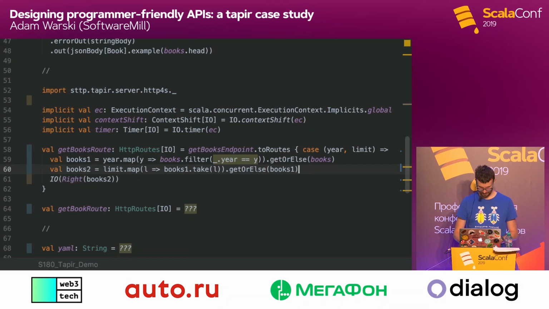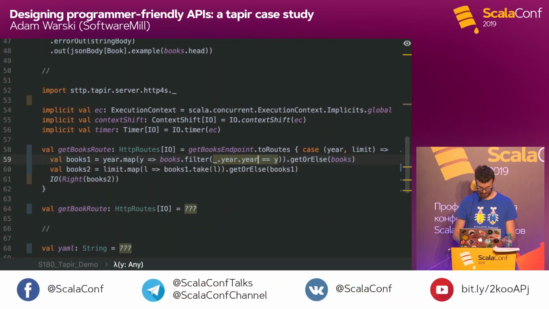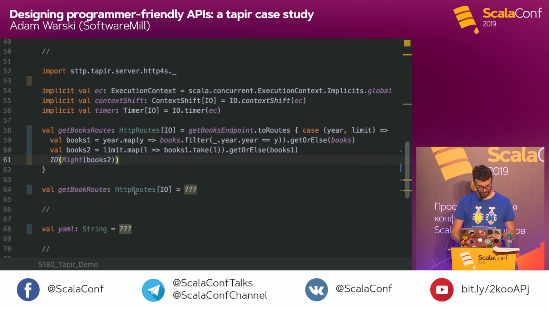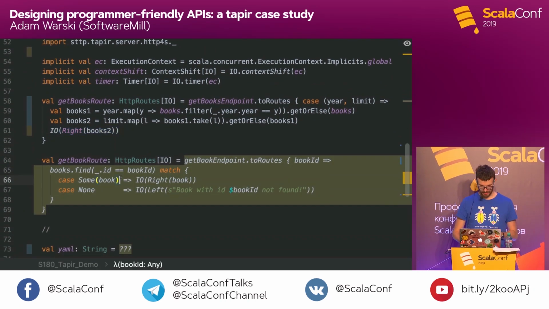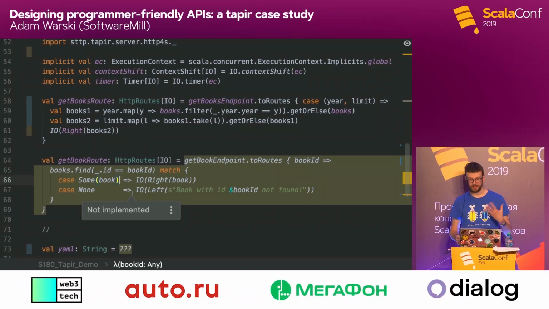Okay. And I'm comparing years and like that. Yeah. Okay. This should work. And so yeah, we are returning the result in a very similar way. We can implement an endpoint to get a specific book.